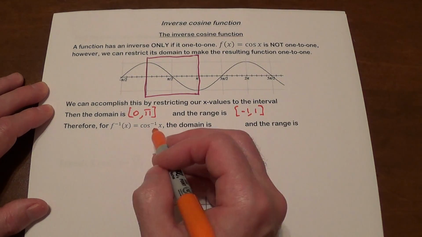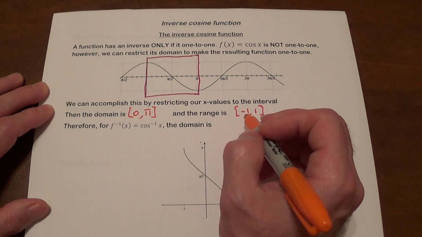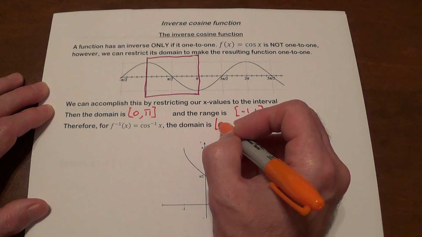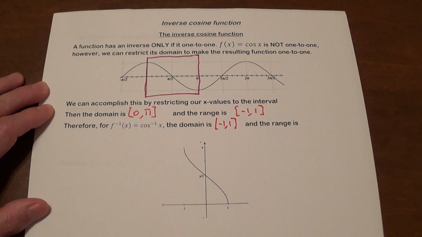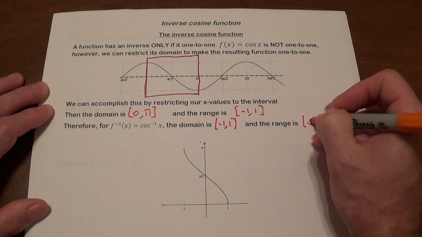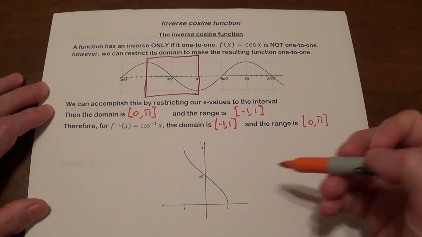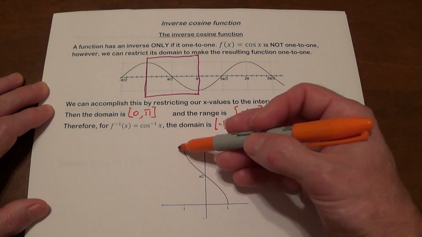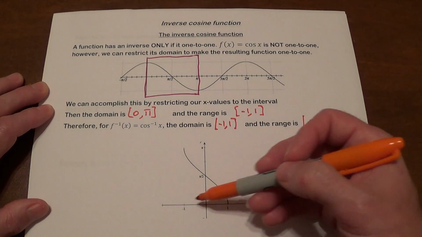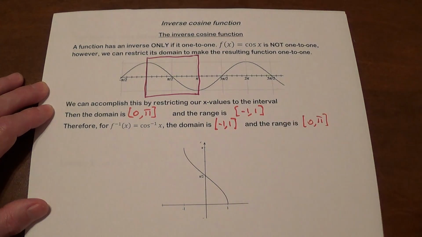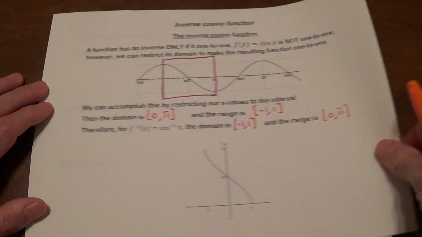So then for the inverse cosine, also known as arccosine, the domain is going to be from -1 to 1, and the range is going to be from 0 to pi. So when we get the value, it has to fall in this interval. This is what the graph of arccosine looks like. So the domain is from -1 to 1, and the range is from 0 to pi. Let's take a look at problems.